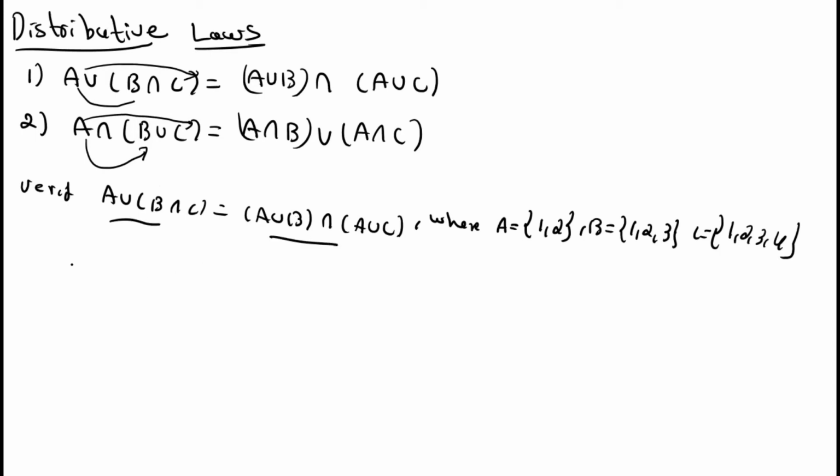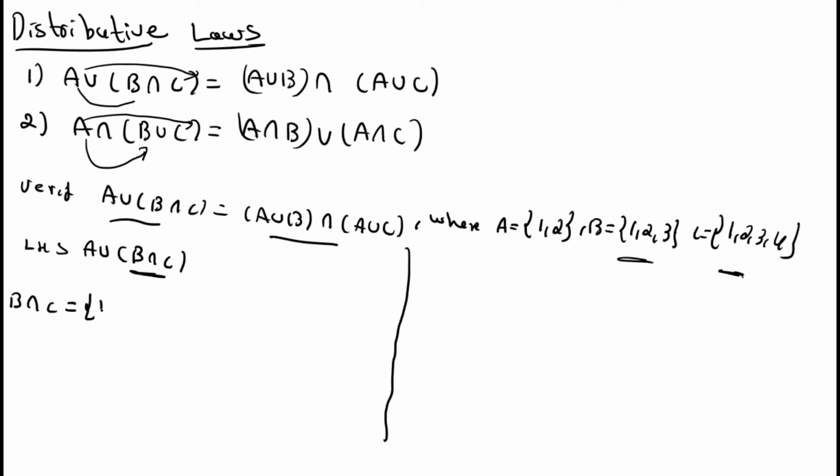For this, first consider LHS. Okay, what is LHS? LHS is A union (B intersection C). First you have to calculate B intersection C. B intersection C is equal to the common elements in B and C. What are the common elements in B and C? 1, 2, 3, right? So here you can write B intersection C is equal to {1, 2, 3}.